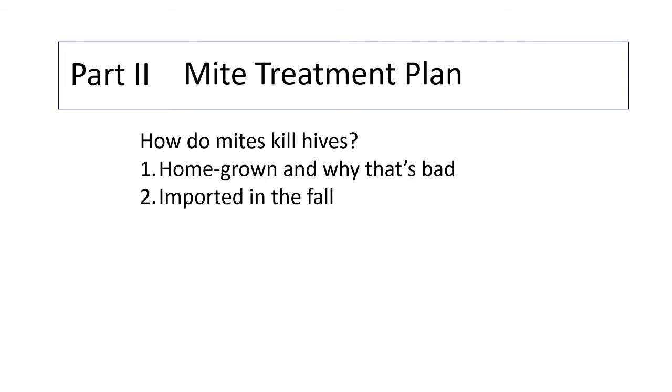But wait a second. After the first treatment, I should have killed 90%, 95% of the mites. So if 2,000 dropped, I killed 95% of the mites. There should only be like 200 mites left. How could I get a drop after that first treatment? Well, maybe some brood emerged or something.